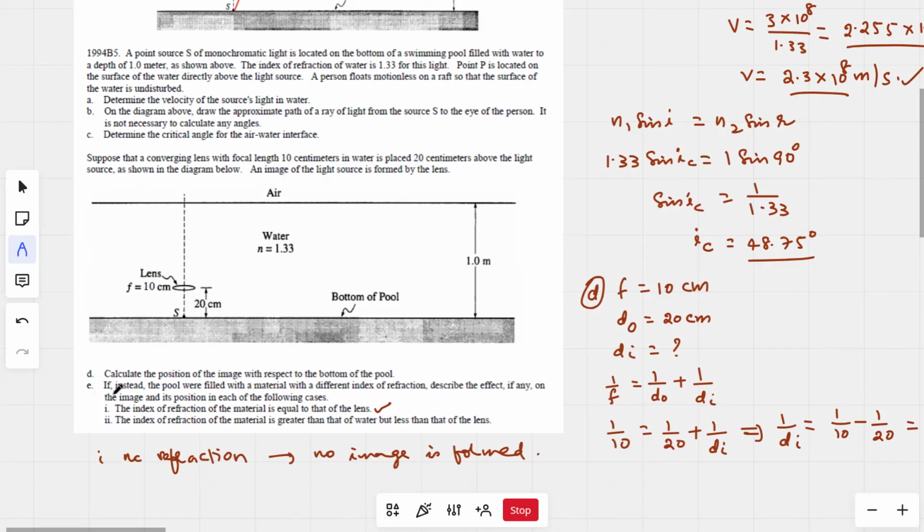E. If instead the pool were filled with a material with a different index of refraction, describe the effect, if any, on the image and its position in each of the following cases. Case 1. The index of refraction of the material is equal to that of the lens. Case 2. The index of refraction of the material is greater than that of water but less than that of the lens.